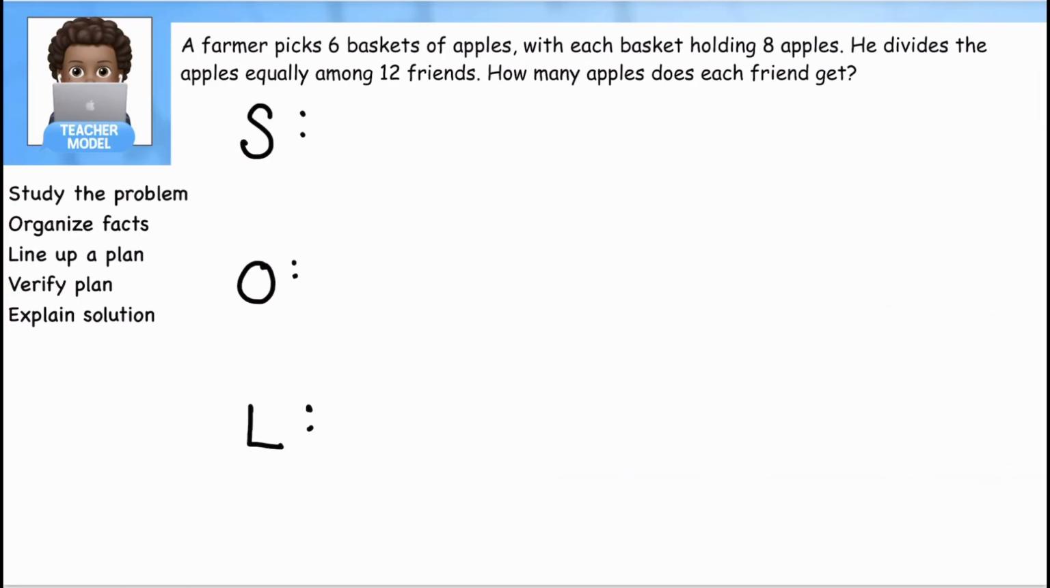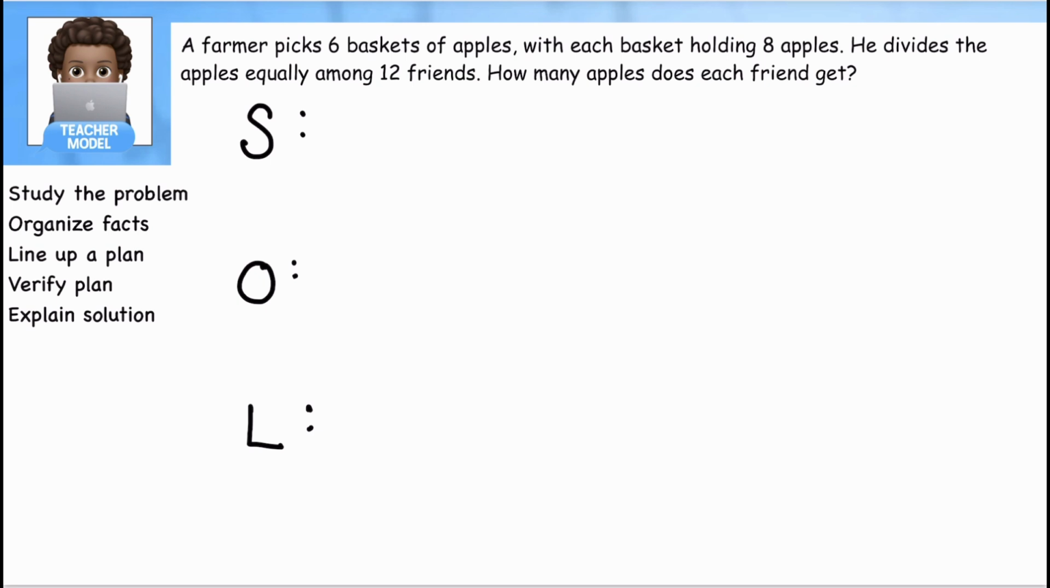Word problems can be really tricky, but try and think of them just as stories, things that are happening in a story, and your role in the story is to figure something out. So I'm going to use SOLVE, which is a method that I use to break down word problems. The S is for studying the problem. So I'm going to read the problem first. A farmer picks 6 baskets of apples, with each basket holding 8 apples. He divides the apples equally amongst 12 friends. How many apples does each friend get?